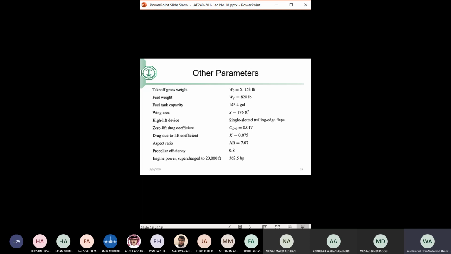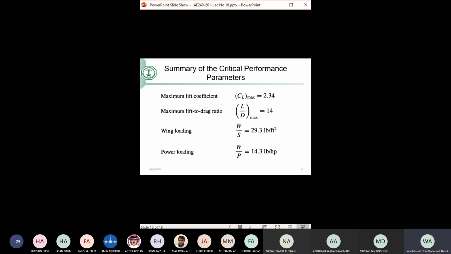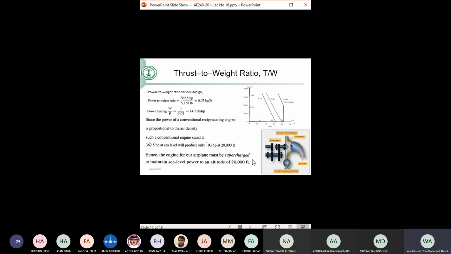Any questions? In the horsepower, the objective today, we agreed we reached the value of a horsepower of 362. Any questions on that one?